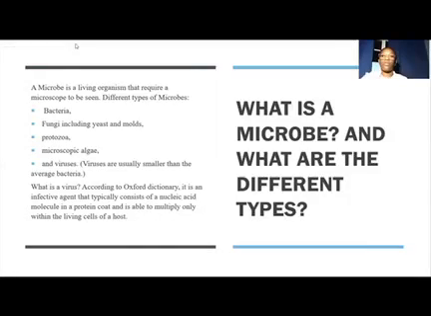A microbe is a living organism that requires a microscope to be seen. There are different types of microbes, and usually a virus is 10 times smaller than the average bacteria. According to Oxford's dictionary, a virus is an infective agent that typically consists of a nucleic acid molecule in a protein coat and is able to multiply only within the living cell of a host.